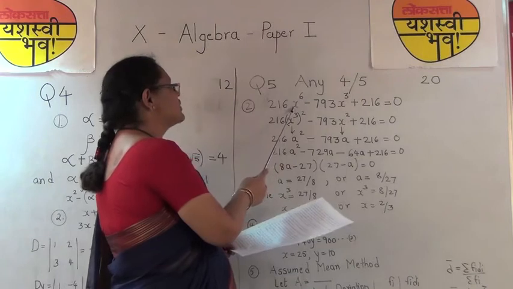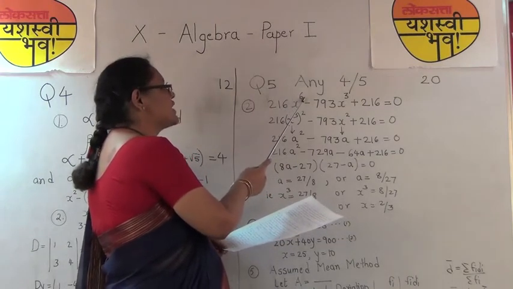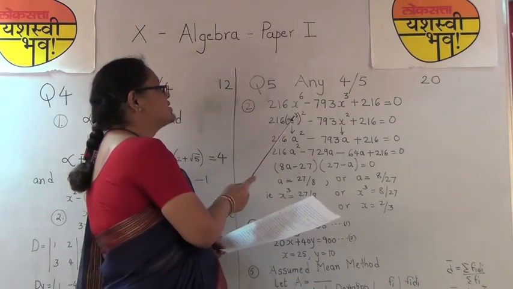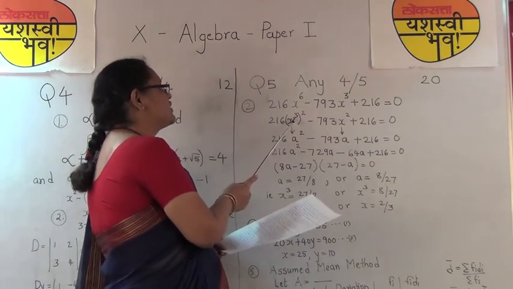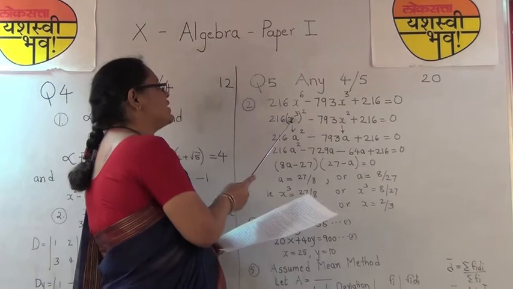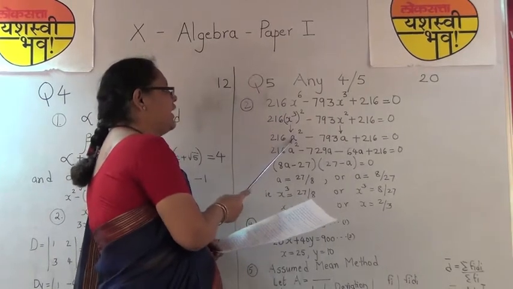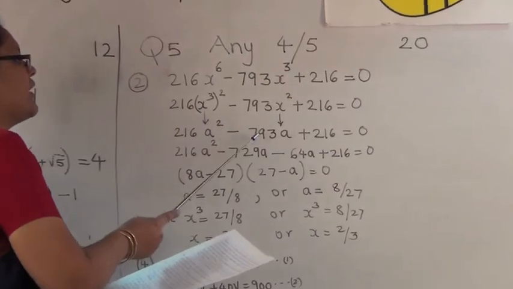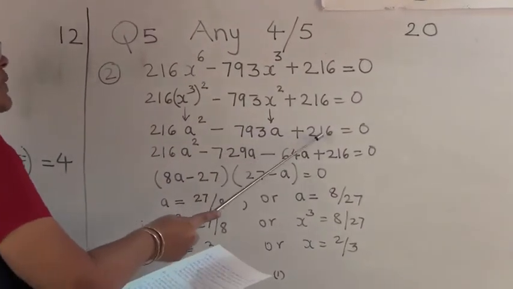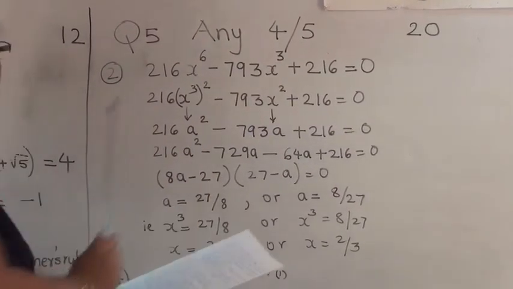If we go through the question, we find that x raised to 6 can be converted as x cubed squared. So we can convert this equation into a quadratic equation by assuming x cubed as a. And so the equation would first become 216a squared minus 793a plus 216 is equal to 0.